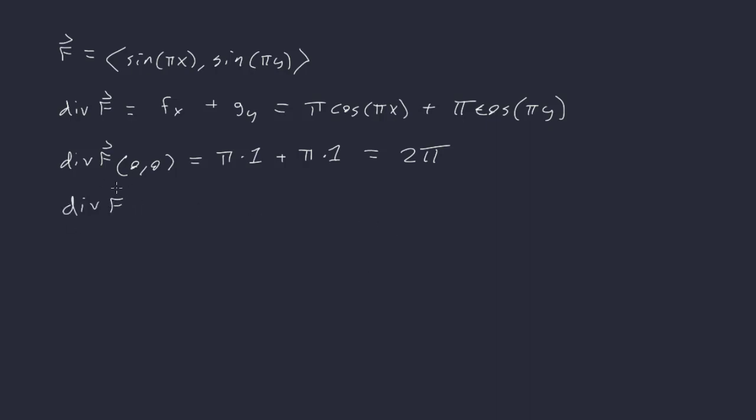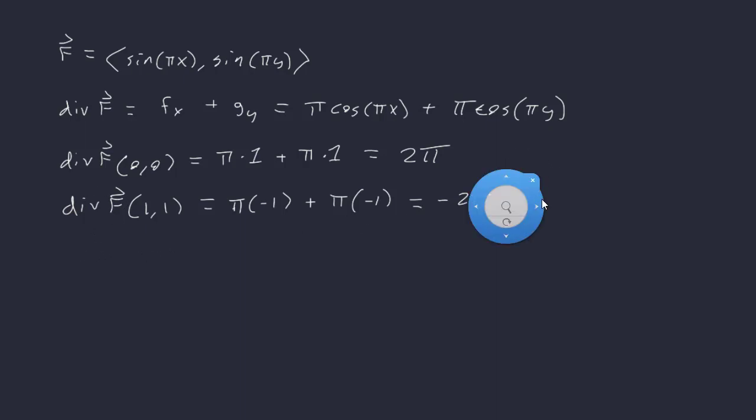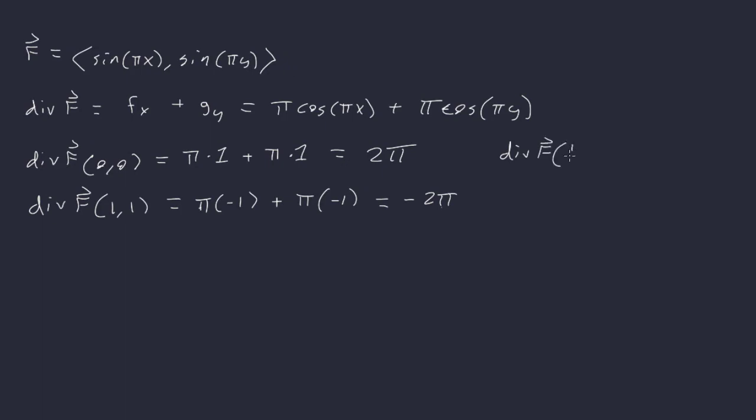When we put in the point 1, 1, let's say, we're going to get cosine of pi, so that's pi times -1 plus pi times -1, so we end up with -2 pi. What does that tell us? Well, we've moved from expansion to contraction, and if we do something in between, like the divergence of F at 1/2, 1/2, well, pi over 2 for cosine is 0, so we're going to get pi times 0 plus pi times 0, so we get 0.